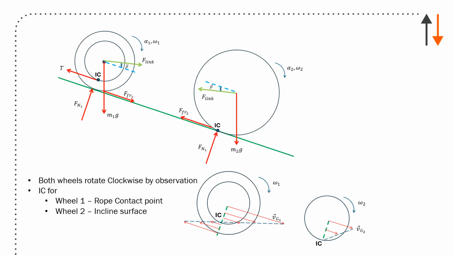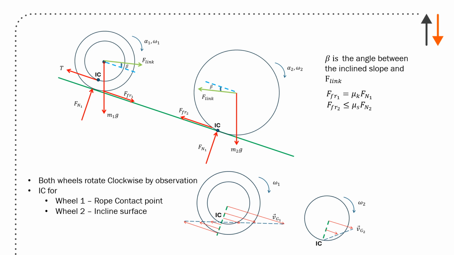So here's the free body diagram. Both wheels rotate clockwise by observation. We expect that's the direction they'll go down the rope or down the ramp. The IC for wheel 1 is at the point of contact. The IC for wheel 2 is at the incline surface. And so that's what you're thinking about at that point. Beta is the angle between the incline surface and F link. And so you have all of this information.